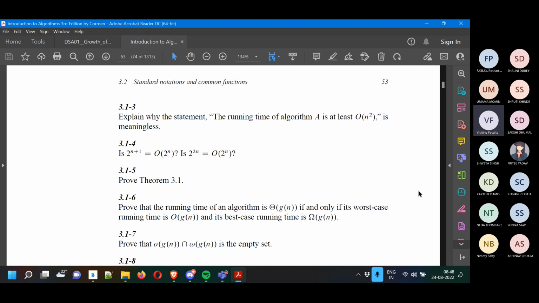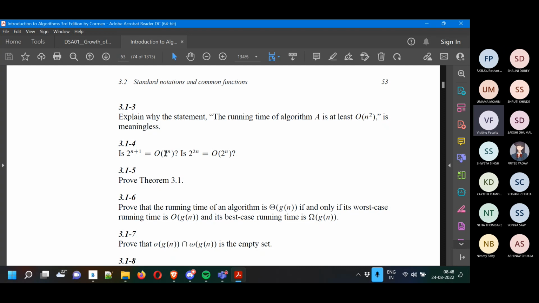It will be right because 2 to the n plus 1 is 2 times 2 to the n. So the constant here is 2 and it is true for all n greater than or equal to 1. Okay. So easily 2 to the n plus 1 is big O 2 to the n. Is 2 to the 2n big O of 2 to the n? Now that is something you have to check.